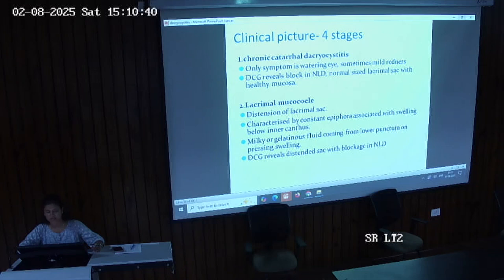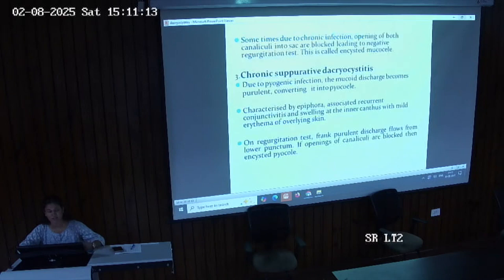Second stage is lacrimal mucocele. It is with symptoms of chronic catarrhal, and there is also a distension of the lacrimal sac. It is characterized by constant epiphora associated with swelling below the inner canthus. A milky or gelatinous fluid comes from the lower puncta on pressing the swelling. There is regurgitation of this milky or gelatinous fluid. On dacryocystography, there will be a distended sac along with a blockage in the nasolacrimal duct.